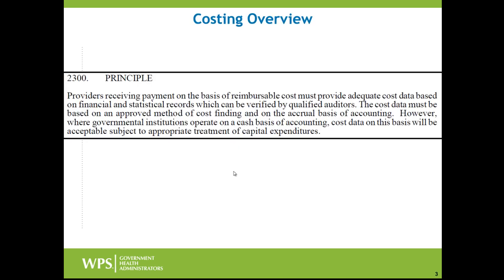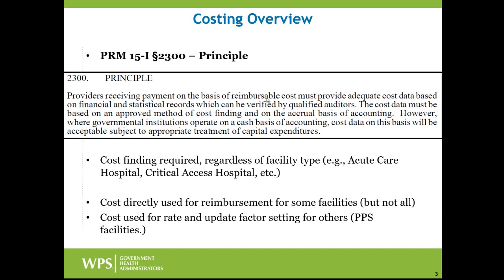So let's go through an overview of costing in general. Section 2300 of the Provider Reimbursement Manual 15-1 sets the stage for the idea of cost basis and how that might be used in Medicare. Now, the way it reads, it says providers receiving payment on the basis of reimbursable cost must provide adequate cost data. However, we have acute care hospitals and other PPS type facilities.